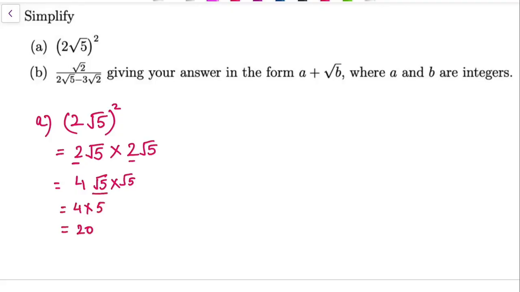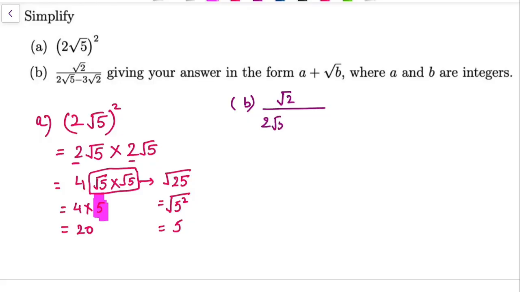Right, now again, in case you do not know, square root 5 times square root 5 can be written as square root of 25, and that can be written as square root of 5 square, and square and square root can cancel, so that gives us 5, and that is where we have got this 5 from. All right, so now let's do the second question. The second question says we have square root 2 over 2 square root 5 minus 3 square root 2, and we have to give our answer in the form of a plus square root b. Right, so first we will have to rationalize the denominator.